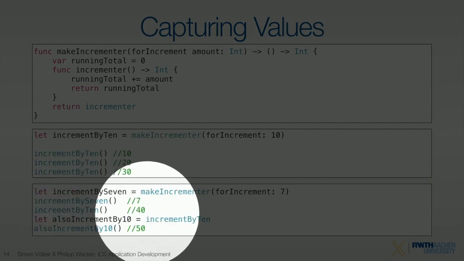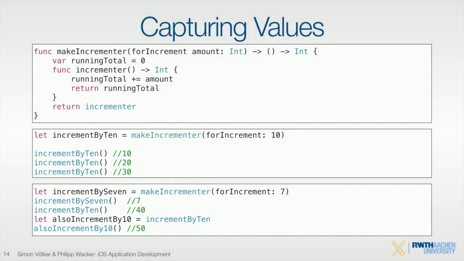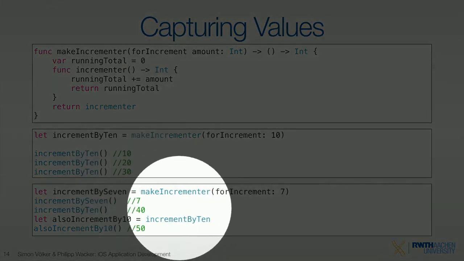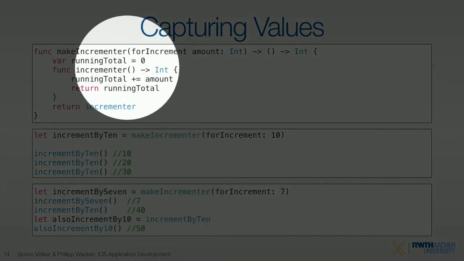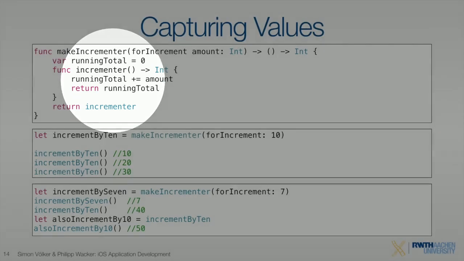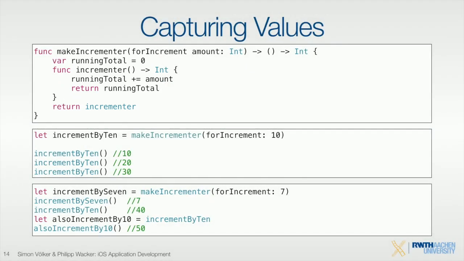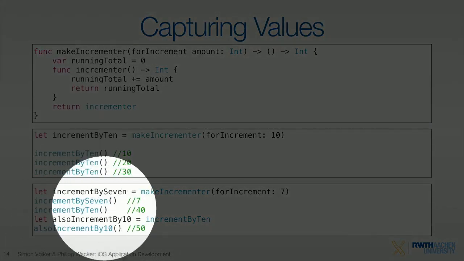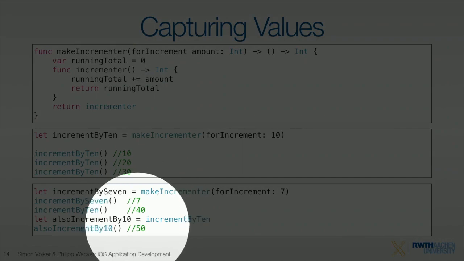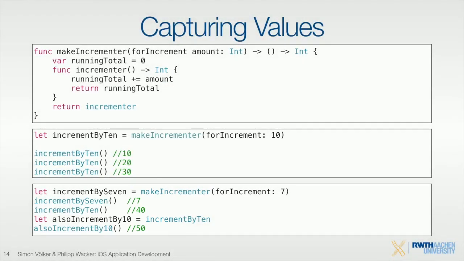But if I increment then by 10 again, it still has the reference to its original running total, so it starts at 40. Now if I create a new constant and set it to my increment by 10, it has the same scope, the same reference to the running total. So if I then call that increment by 10, it doesn't start at 10, but instead continues counting up from the 40 that we had before, so now it's at 50.